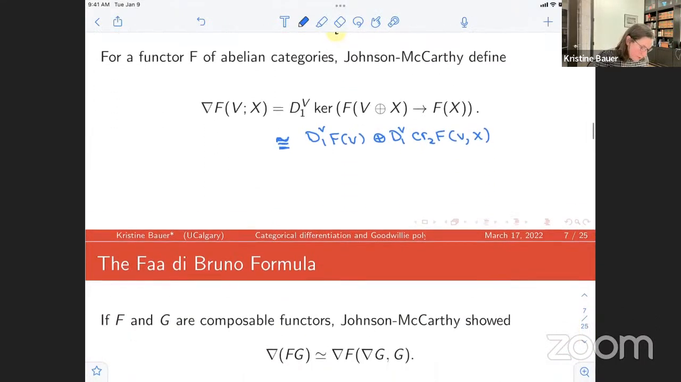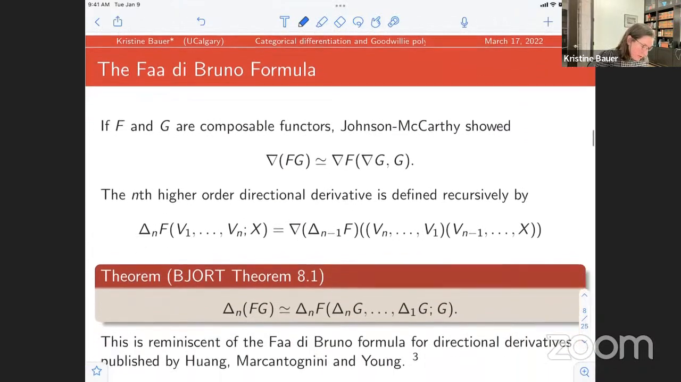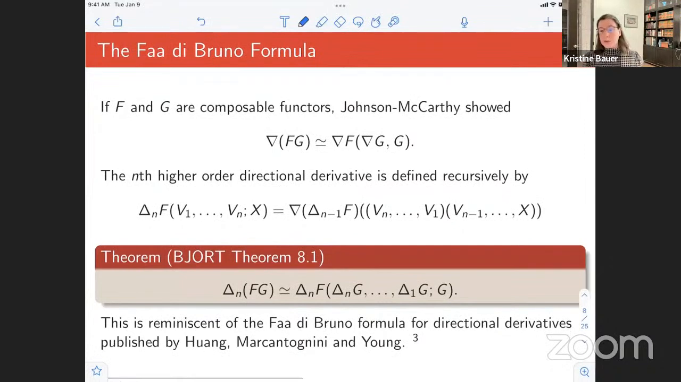In Deriving Calculus with Cotriples, Brenda and Randy showed that if I have composable functors, then this directional derivative satisfies a chain rule. The form of that chain rule is that the directional derivative of f and g, in the direction v and evaluated at the point x, is equivalent to the directional derivative of f evaluated at the directional derivative of g in the direction v evaluated at x, and then itself evaluated at the point g of x.